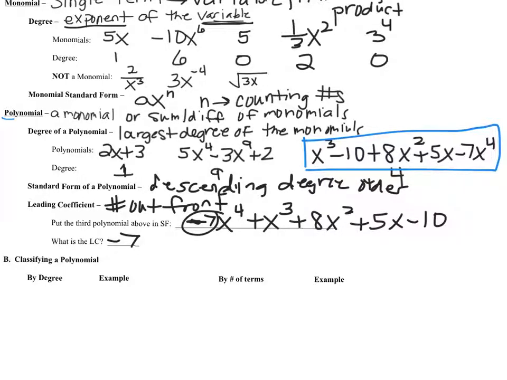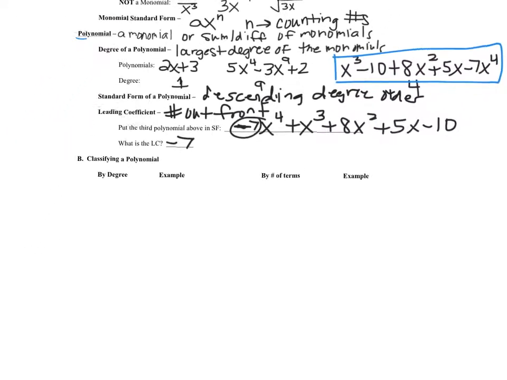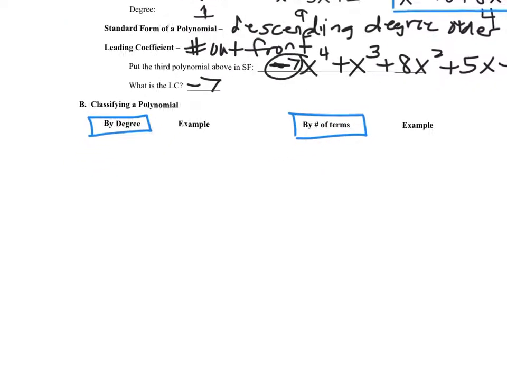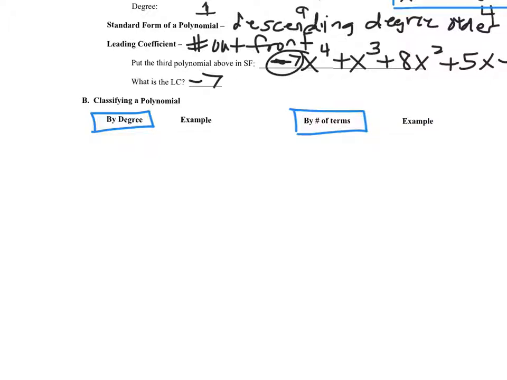Okay? Negative 7. All right, now I'm going to give you some words, and you've got to know these words for next Tuesday. And so we are going to classify a polynomial, and we're going to do that 2 ways. The first way is by its degree, and the second way is by the number of terms that it has. Okay? So here we go. We're going to go all the way up to degree 5. So we'll start at 0.